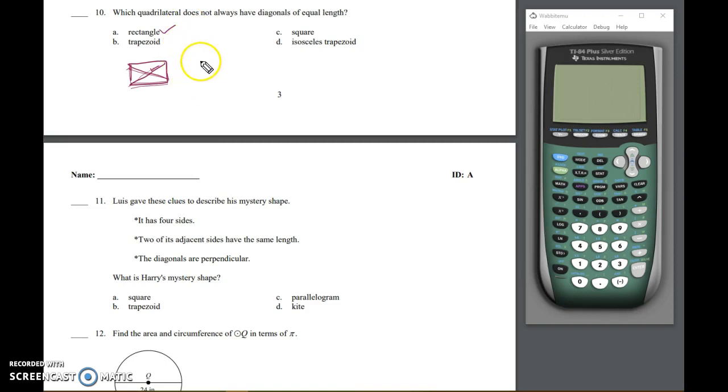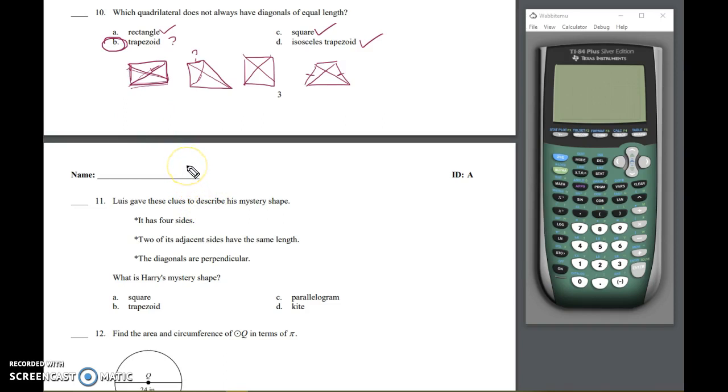A trapezoid, let's see, that one's pretty long and that one is not the same as that one, so that's a possibility. A square, yes, that was part of the properties, that the diagonals were congruent. And an isosceles trapezoid, where these two sides are equal, yes, that's enough information to show me that those are congruent. So the only one that is not always equal length is going to be the trapezoid.